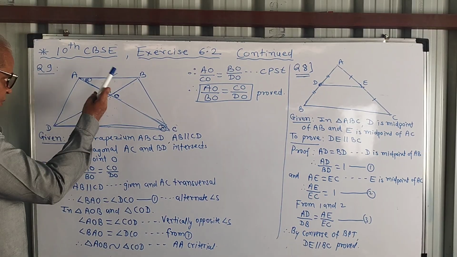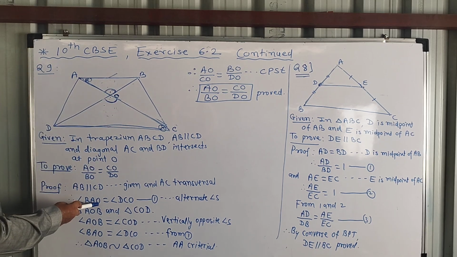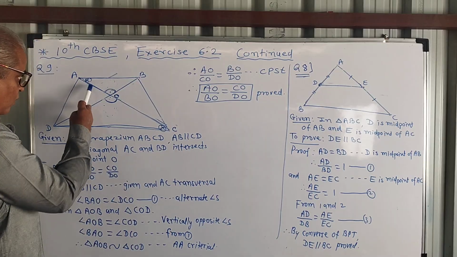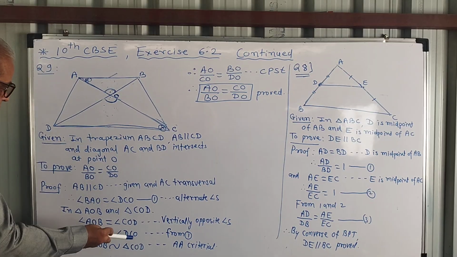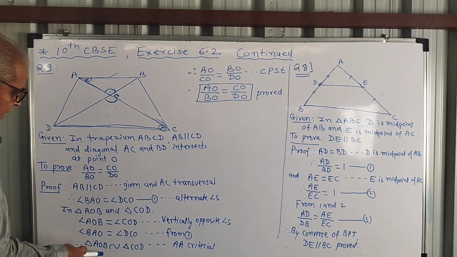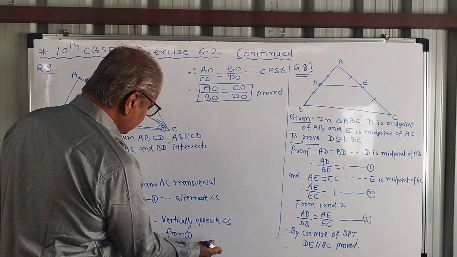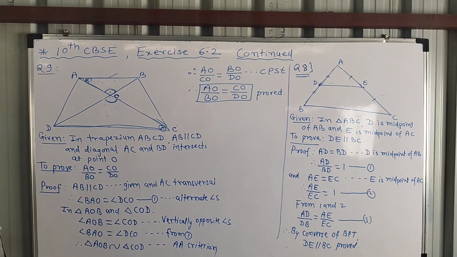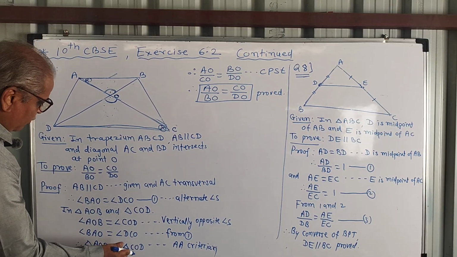And now angle AOB, see this and this, vertically opposite angles. So angle BAO is equal to angle DCO, and angles AOB and COD are vertically opposite angles. Therefore, these two triangles are similar. This is the similarity sign: triangle AOB is similar to triangle COD by AA criterion. And now as the two triangles are similar, corresponding sides are in proportion. Which sides do I need to take? AO, CO, BO, DO. So AO, first, second letter, AO upon CO.